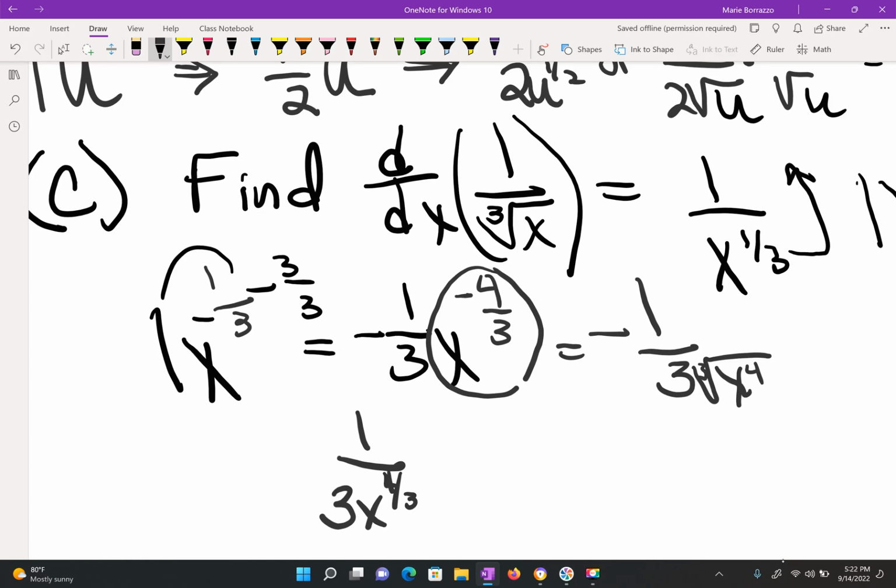All right, how do you feel about this section so far? Yeah. Manageable? Yeah. Easy? Yeah.